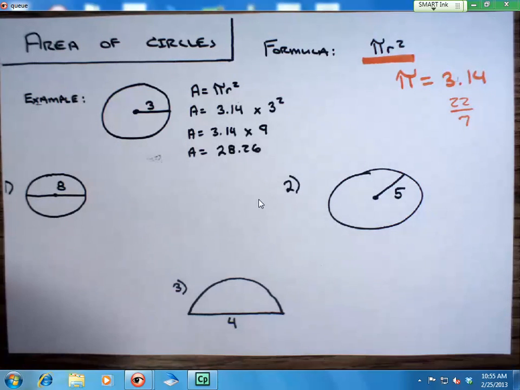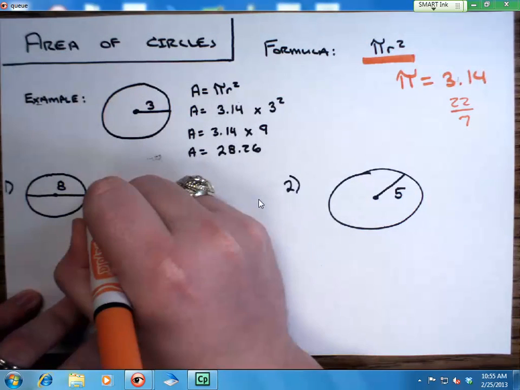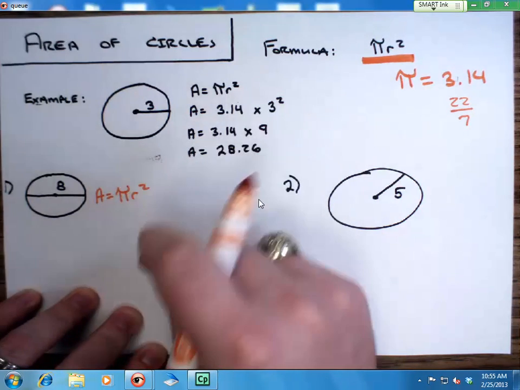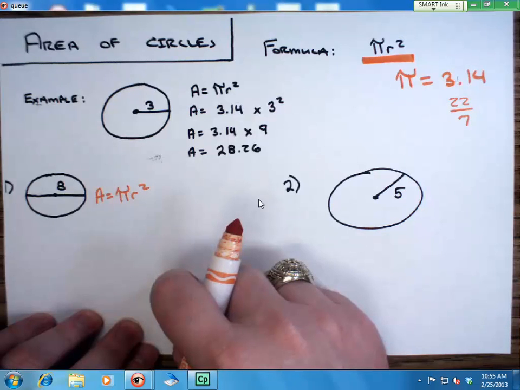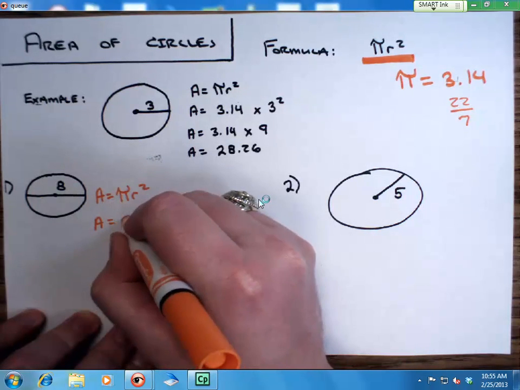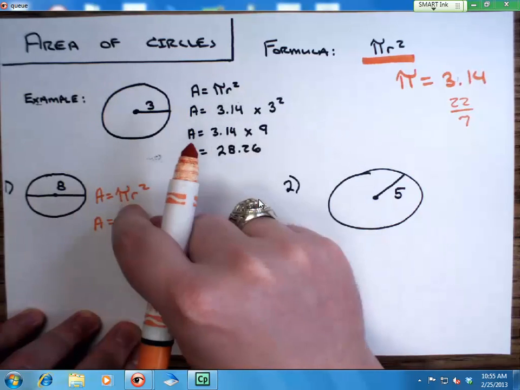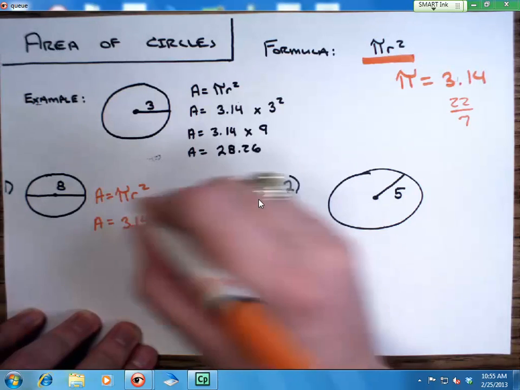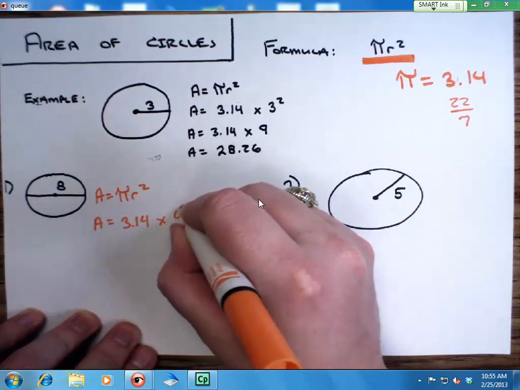Now, let's take a look at number 1, our first example. Now, the first example gives us my diameter of 8. Now, the problem with that is I need the radius. So how am I going to get the radius out of a diameter of 8? Yes, sir? Yeah, I have to divide by 2. Now, we all know that 8 divided by 2 is going to be 4. So I'm going to rewrite my formula here and plug in the numbers. Pi is 3.14 times my radius, which you guys told me was 4, to the second power.